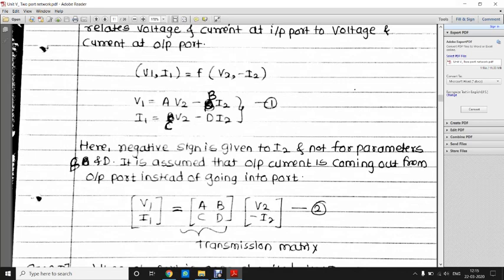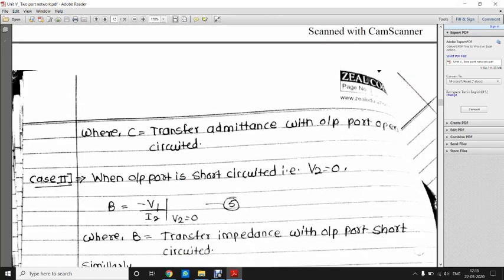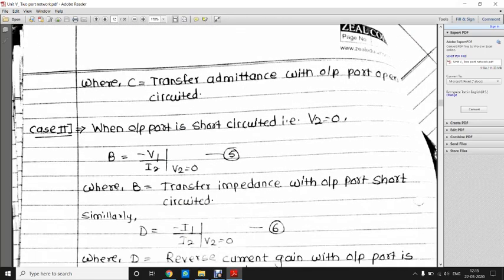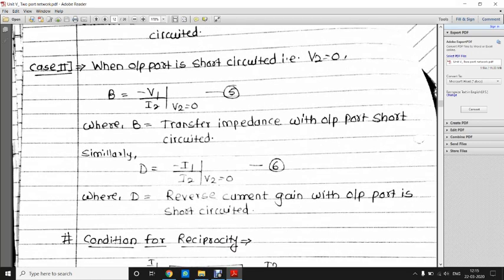For getting the parameters B and D, if you see equation number 1, if you want parameters B and D, this voltage V2 should be equal to 0. So when do we get voltage equal to 0? When we short circuit that particular branch. So, as it is suffixed here, you can see case number 2 is when the output port is short circuited, that is V2 equal to 0. So you will get B equal to minus V1 by I2 at V2 equal to 0.